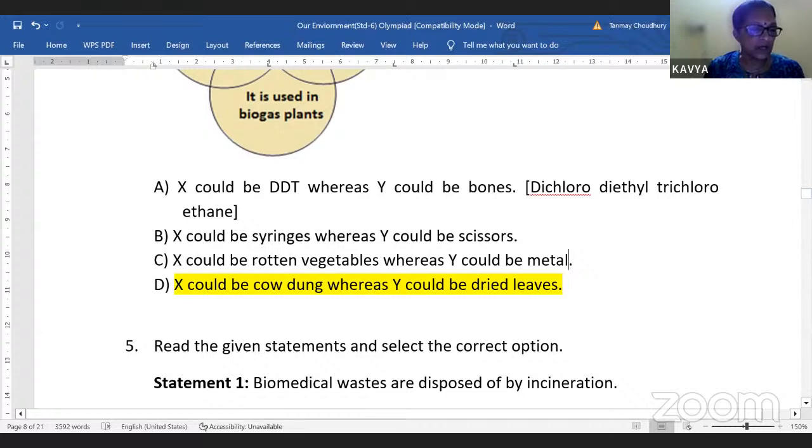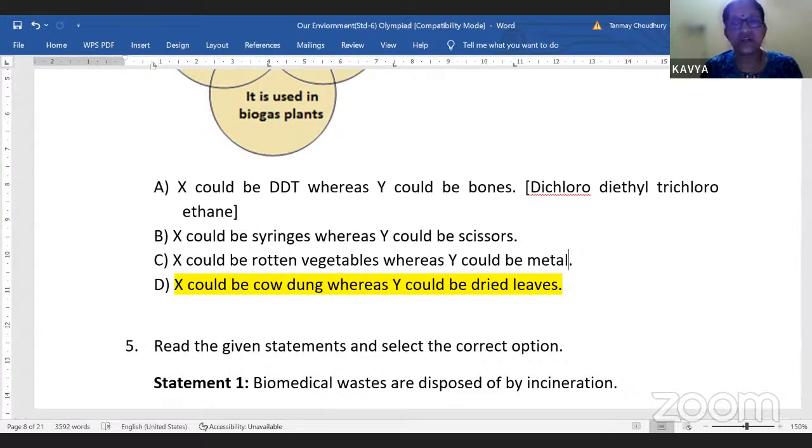DDT is not an artificial fertilizer. DDT is a pesticide. It is not a fertilizer. It is a pesticide or insecticide. It kills insects. It doesn't make the soil fertile. So it is not a fertilizer.